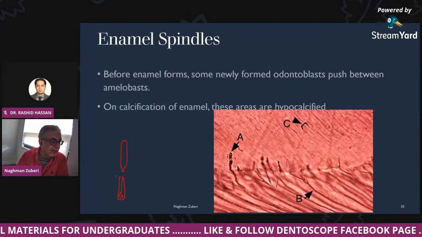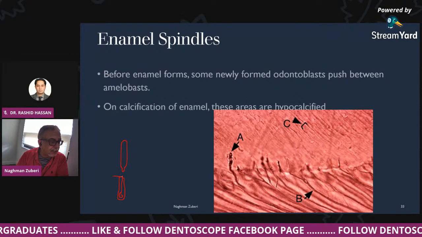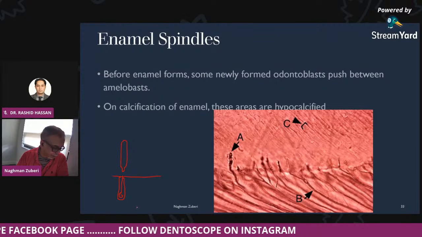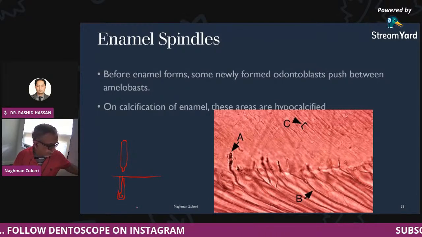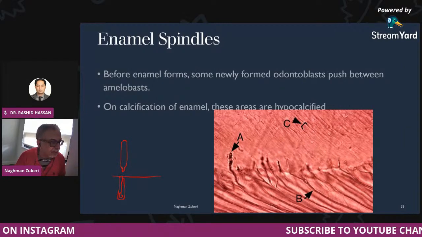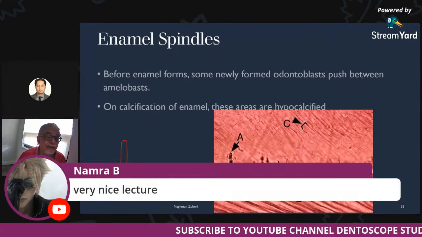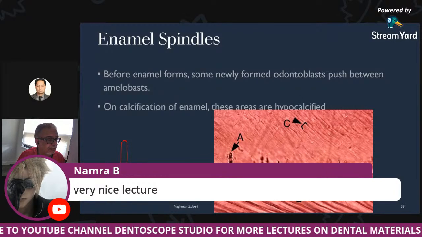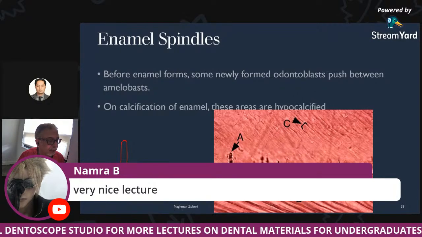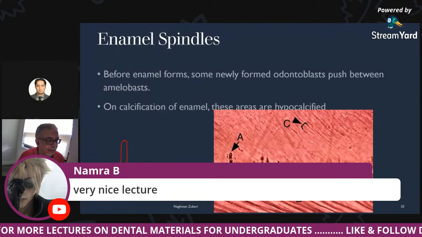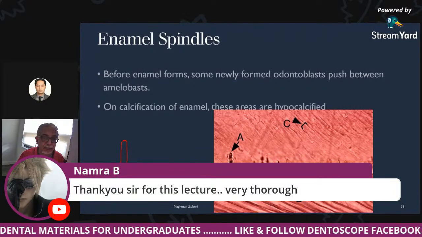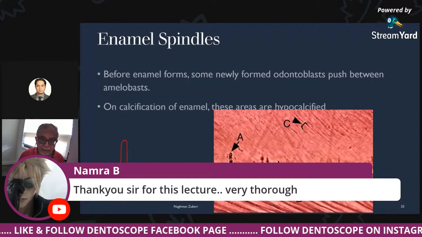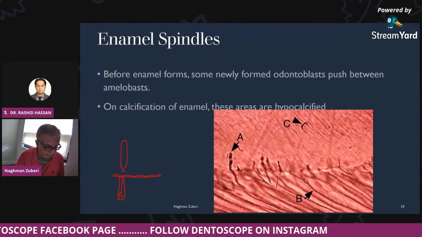Once the odontoblasts are differentiated, they firstly lay down the first layer of dentin. When the first layer of dentin is laid down, after that, the first layer of enamel is being laid down. And keep in mind, this dentino-enamel junction is never a straight line. It is always a corrugated or scooped out type of appearance.